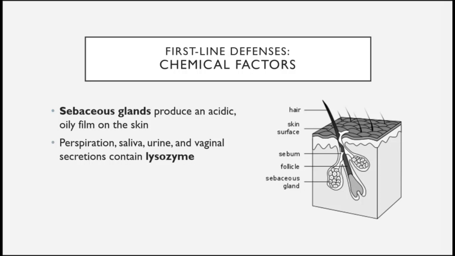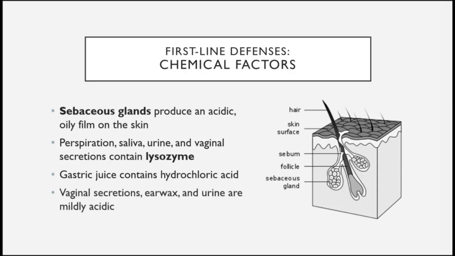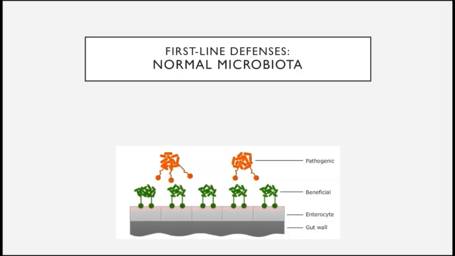Another very important chemical factor is lysozyme. Lysozyme can break down the cell walls of gram-positive bacteria. It's present in perspiration, saliva, urine, and vaginal secretions. Next is our gastric juice. And the gastric juice contains hydrochloric acid, which again makes an acidic environment, which helps to control microbial growth. Also, vaginal secretions, earwax, and urine are all mildly acidic.